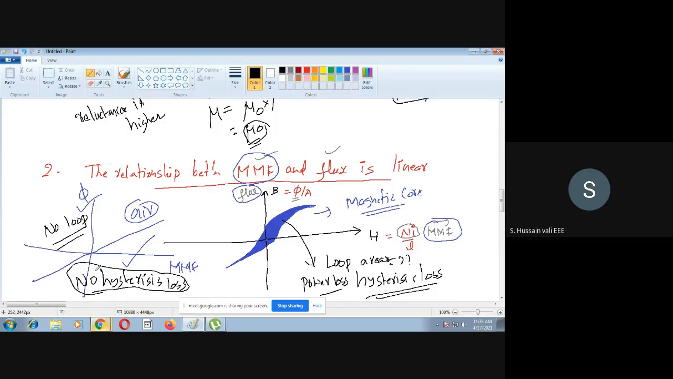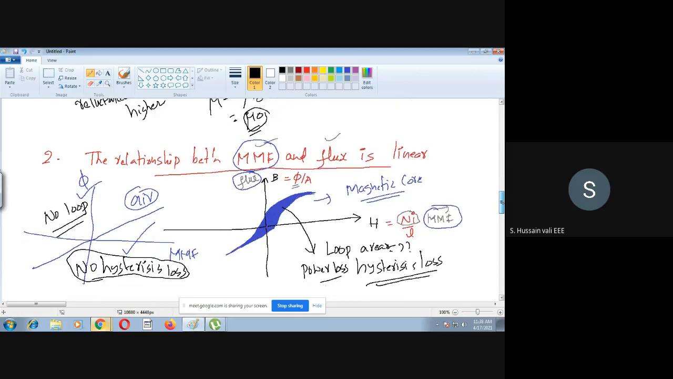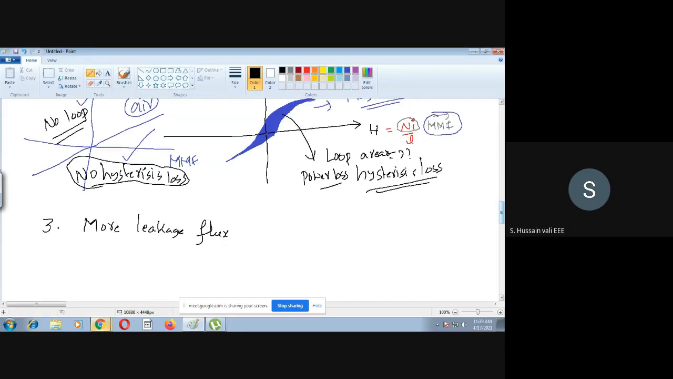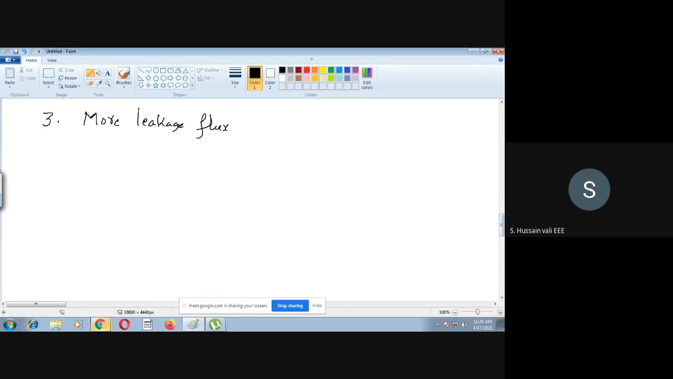Okay. And one more thing you will find. Another point I will tell you now. The third point is more leakage flux. So in the case of the air core transformer, there will be more leakage flux. Now I will tell you what leakage flux is.